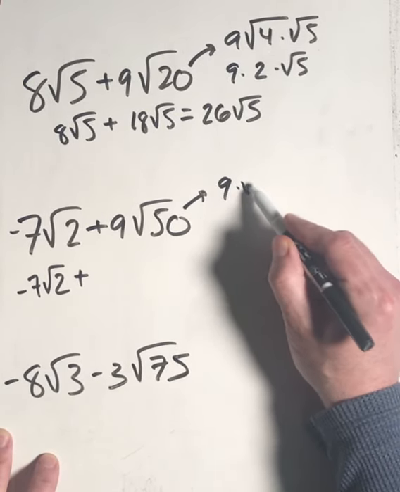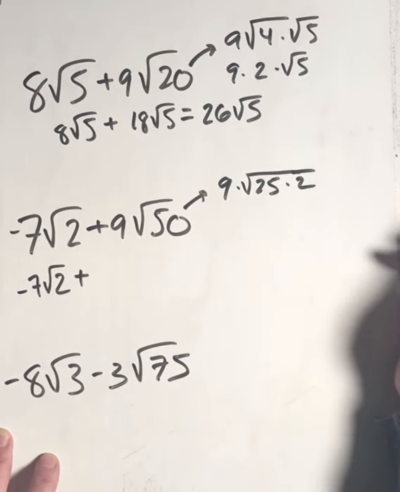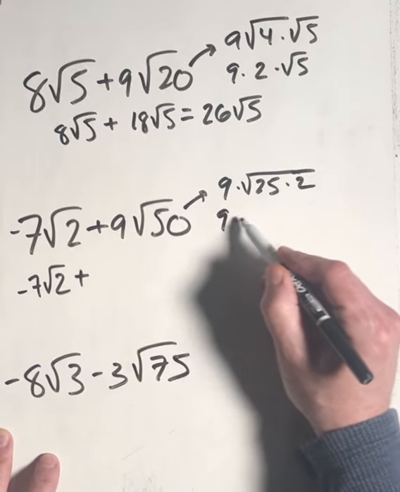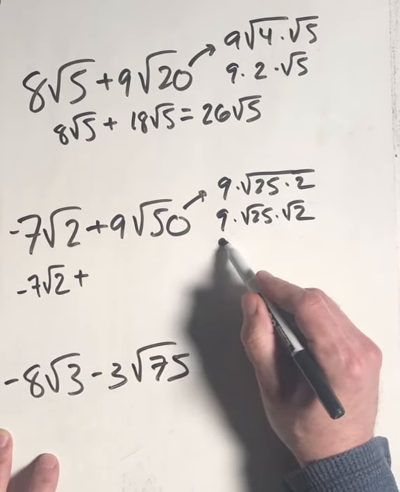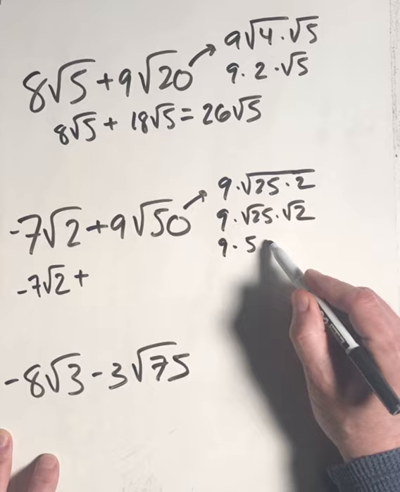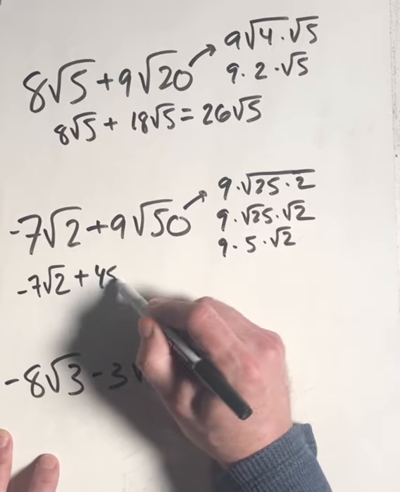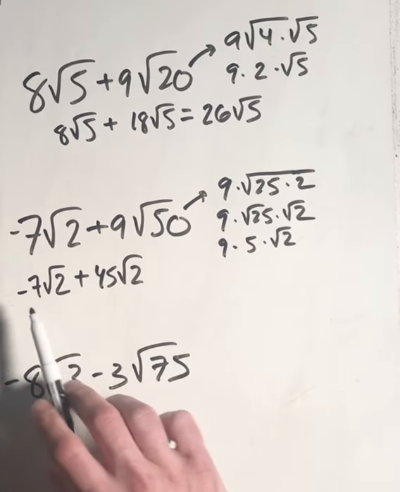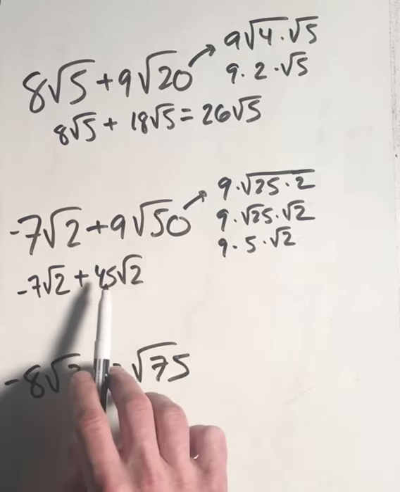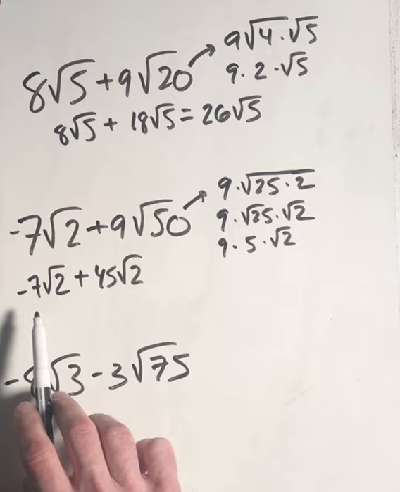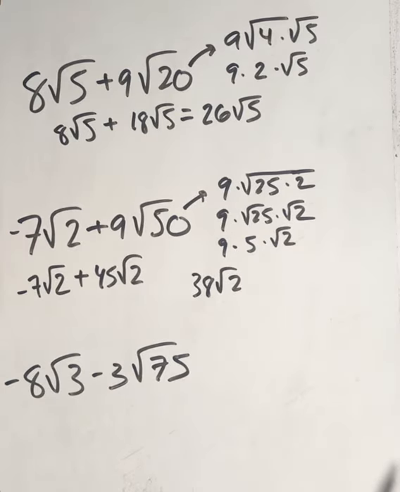Well, that's really 9 times the square root of 25 times 2, which is really 9 times the square root of 25 times the square root of 2, which is really 9 times 5 times the square root of 2. So that's 45 radical 2. So negative 7 plus 45, that's the same as 45 minus 7. So 45 minus 5 would be 40. 40 minus the remaining 2 would be 38. So this would be 38 radical 2.